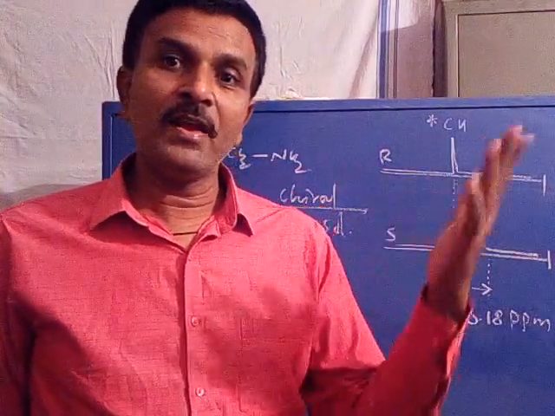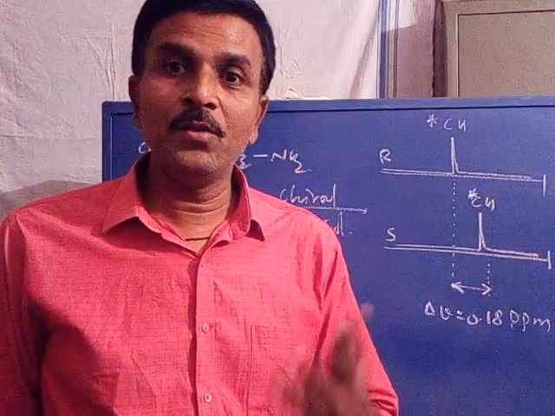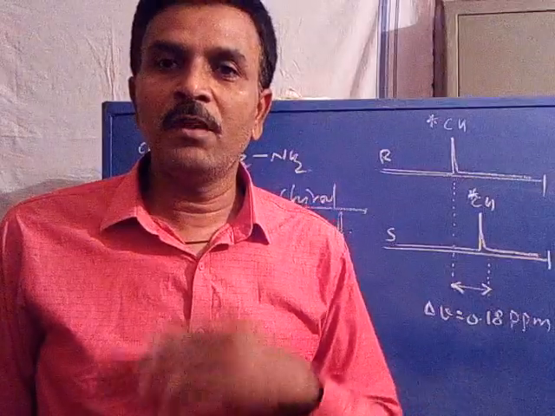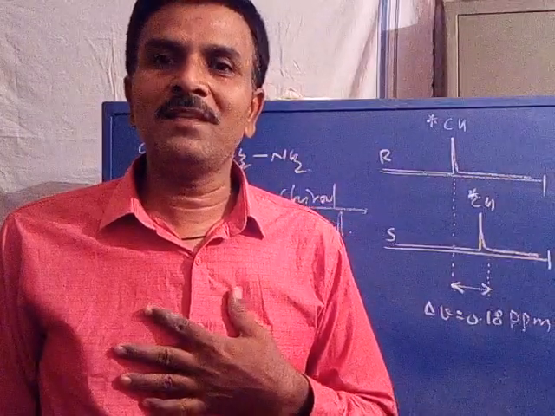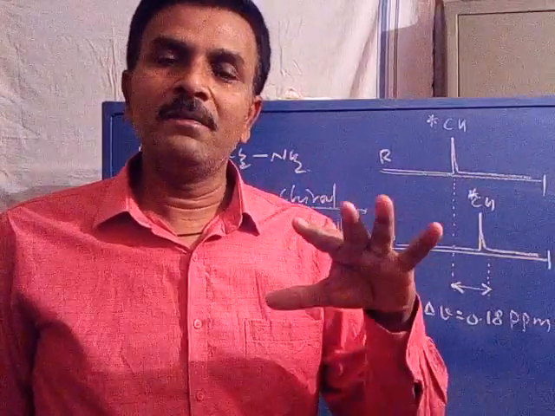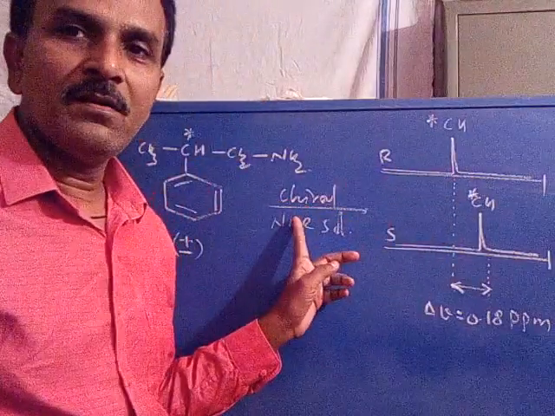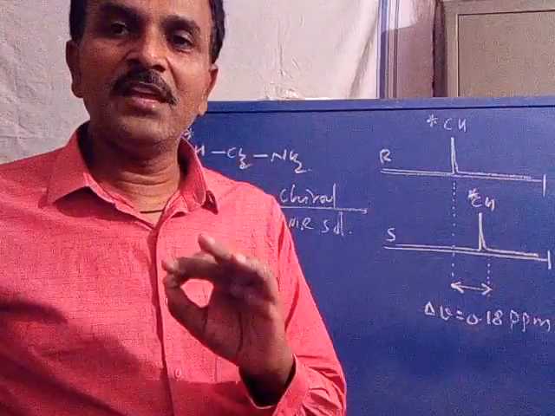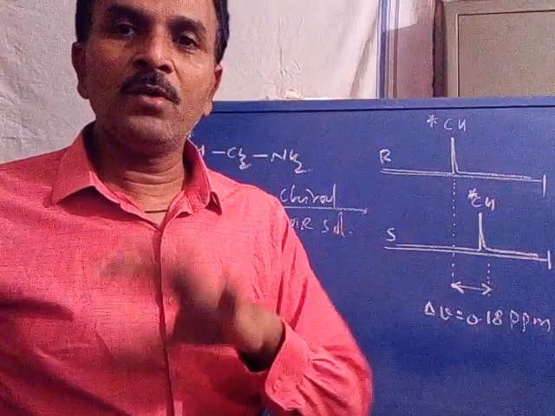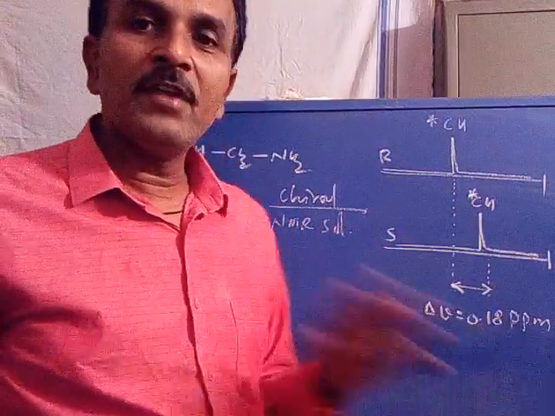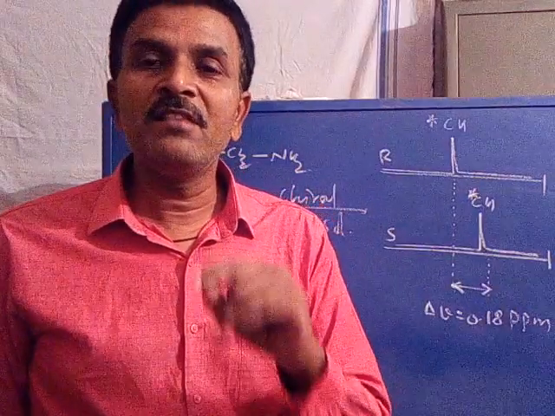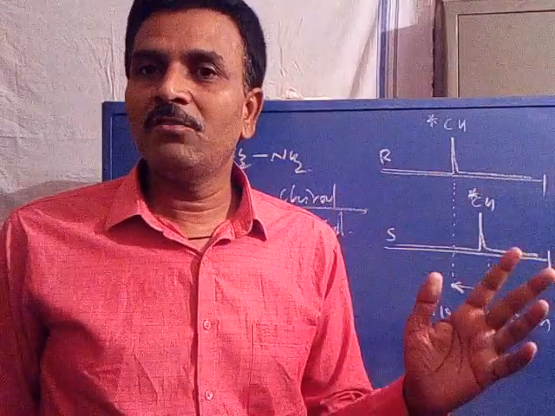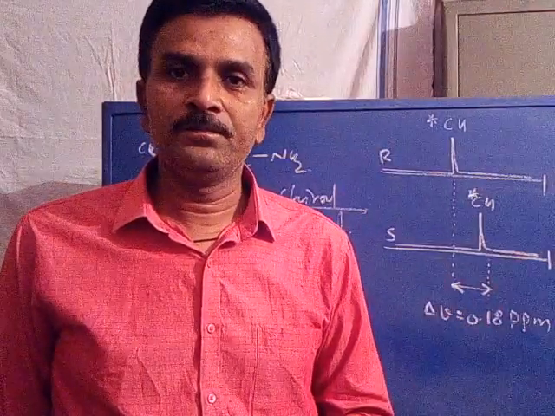Initially, before adding the chiral solvent, what you observed is that the absorption frequency of the CH proton in both isomers is the same. We cannot discriminate. Now, when we add a chiral solvent, there is a difference in the absorption frequency of the CH proton of R isomer to S isomer, which is 0.18 ppm. This difference is enough to discriminate the enantiomer, which is R isomer and which is S isomer.